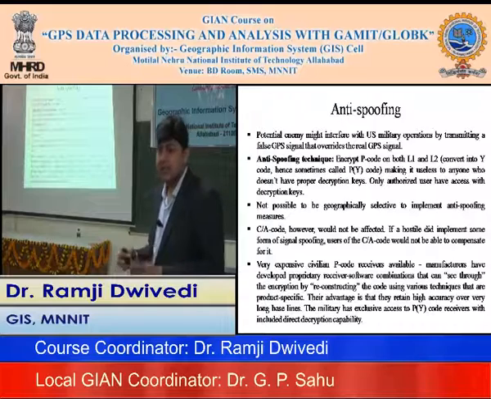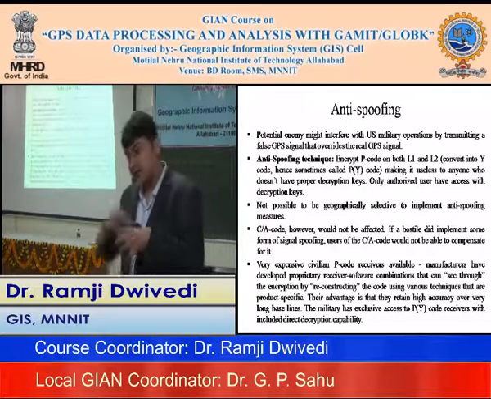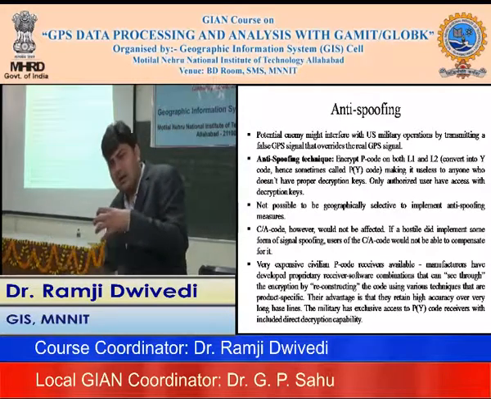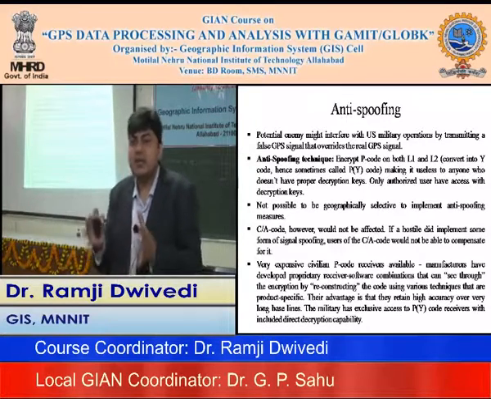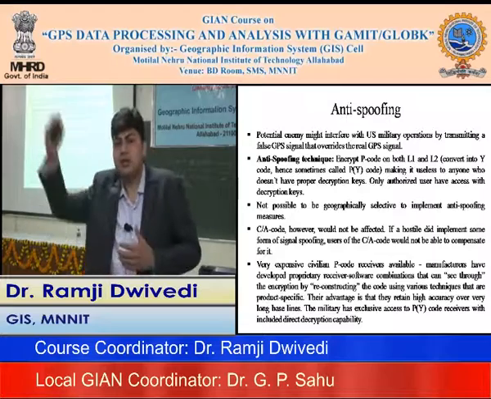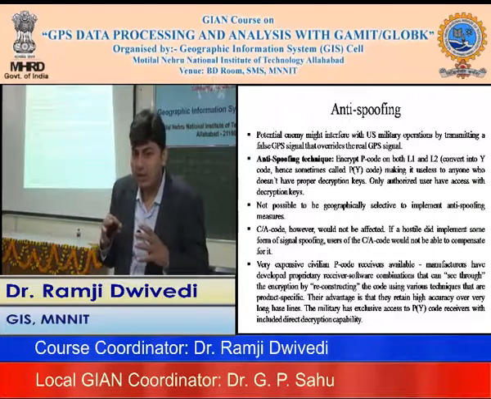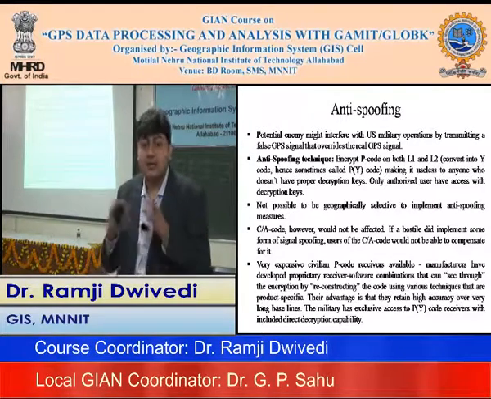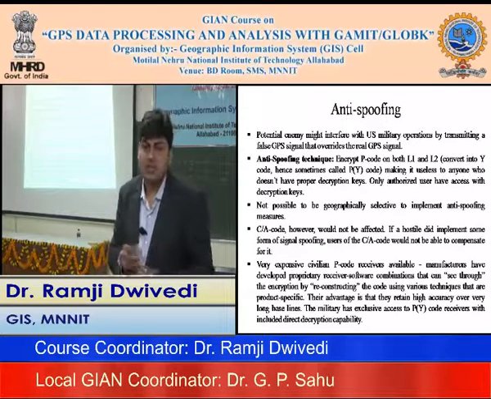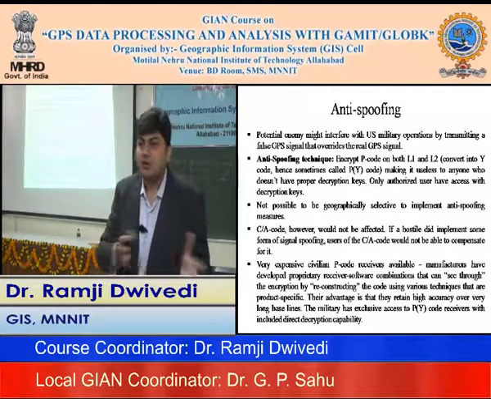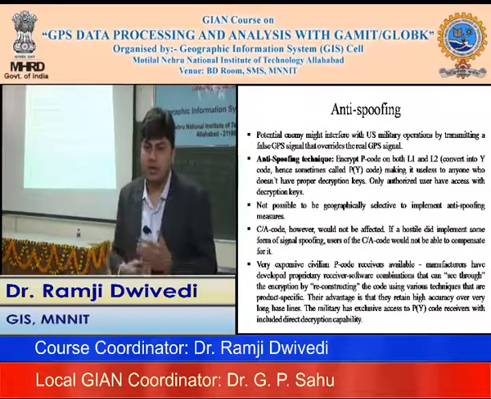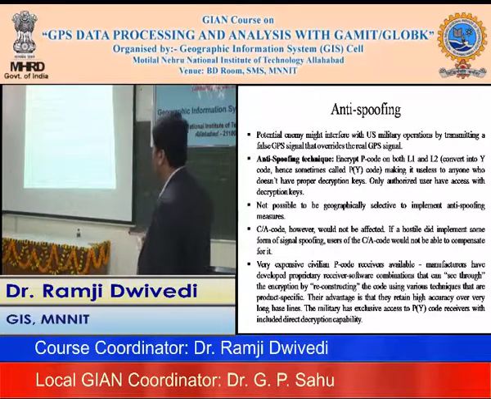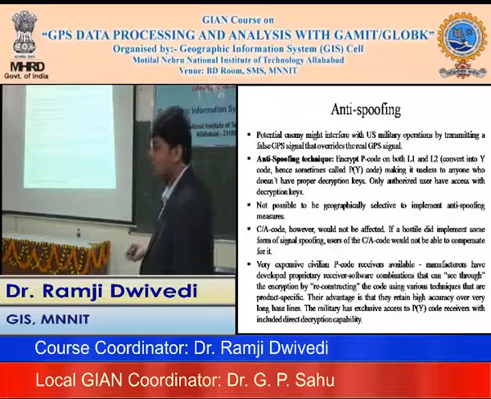It is not possible to make anti-spoofing geographically selective. Please remember that the satellite is orbiting around the Earth, and it is going from place to place, isn't it? Somewhere it is over India, somewhere over China, somewhere over Russia. So it cannot apply anti-spoofing at a particular geographical location, let's say somewhere about Iraq or Pakistan, but it has to be applied everywhere. So that's why it is not geographically selective. CA code, however, would not be affected. It is only for P code.